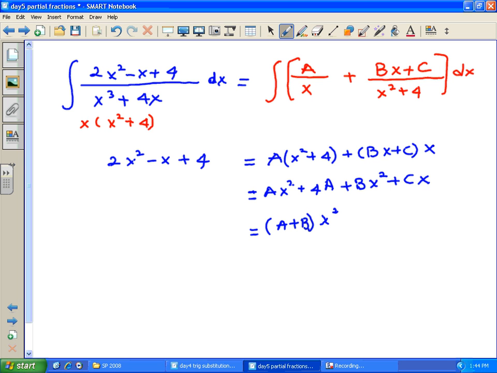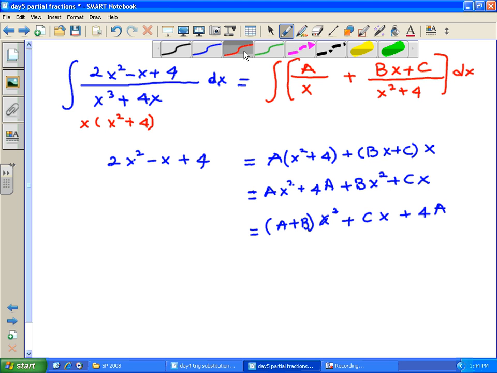Get all your x terms together. There's only one x term. Get all your constants together. Only one constant, 4a. You see what I did here? I combined them under the x squared term, the x term, and the constant term. Now rewrite the left-hand side, which was 2x squared minus x plus 4.